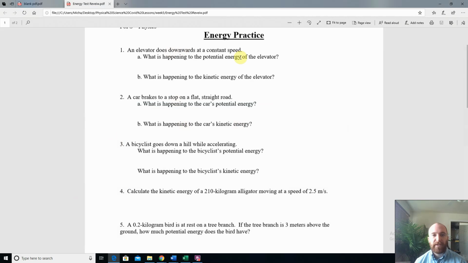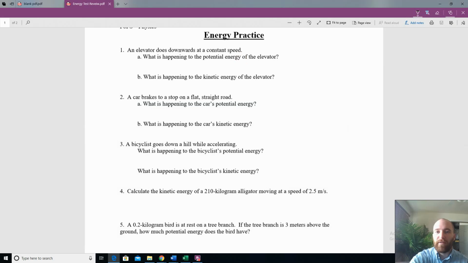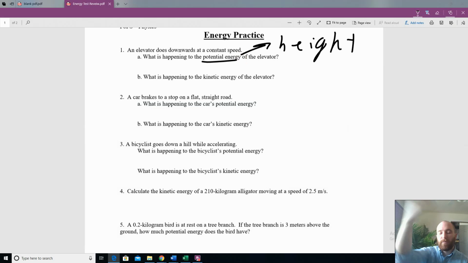An elevator goes downwards at constant speed. What is happening to the potential energy? Alright, potential energy. Anytime I start talking about potential energy, I want you thinking height. What's happening to the height of the object? The higher it is, the more potential it has, and the lower it is, the less potential it has. This elevator is going downwards, and so the potential energy is decreasing. It's becoming less. So anything you wrote along those lines is great.